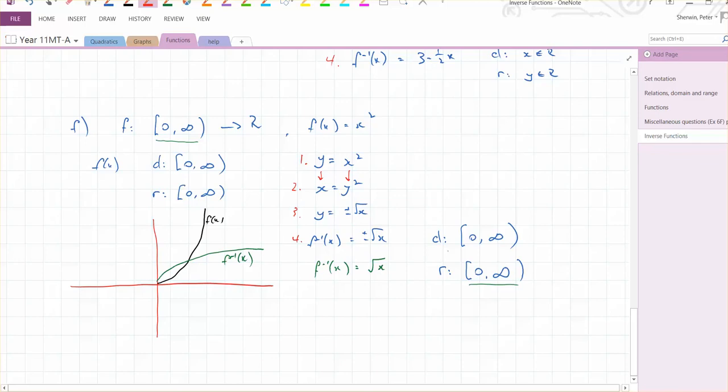We now need to attend to the domain and range. The domain of the original function is all positive values. So the range, you can see I've underlined it there, the domain of the original function, 0 to infinity. The range of the inverse function, therefore, is 0 to infinity. So only values above the x-axis.